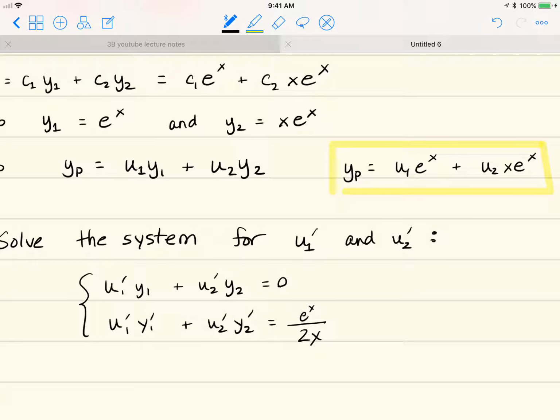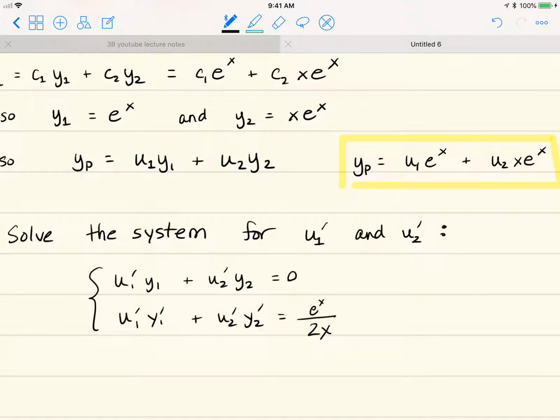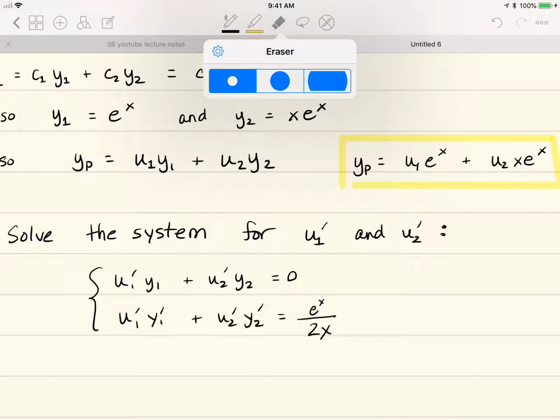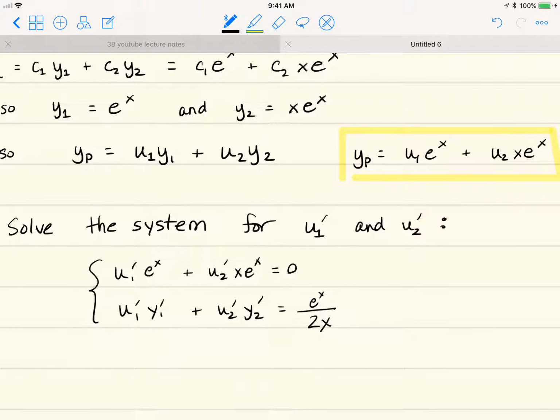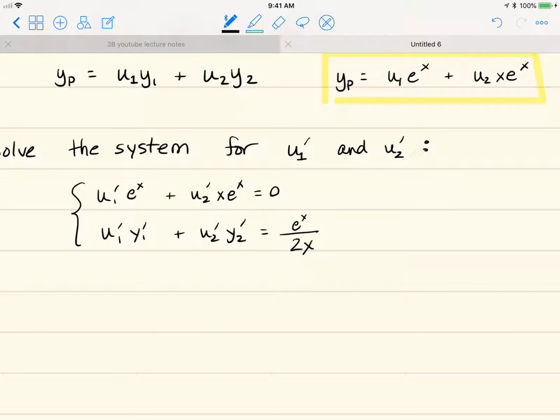Now we need to figure out what y is. We know y1, so we can go ahead and replace y1 because y1 is e to the x. So we'll have e to the x. y2 is x e to the x. Okay, so now if y1 is e to the x, what is y1 prime? y1 prime is just going to be e to the x.